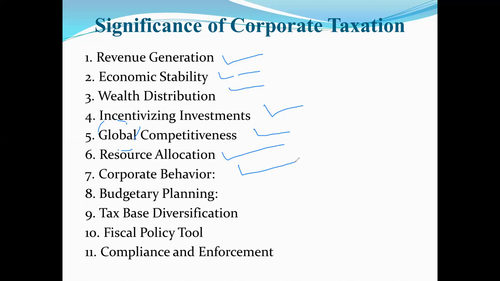Corporate means I told about companies. So whatever companies are there, how they behave, the companies can be controlled with the help of government. Without, say, Companies Act 1956, without new Companies Act 2013, companies will not be able to. So how can the government control? If the government has funds, government can control. So this corporate taxation is a significant step in providing funds for the government.